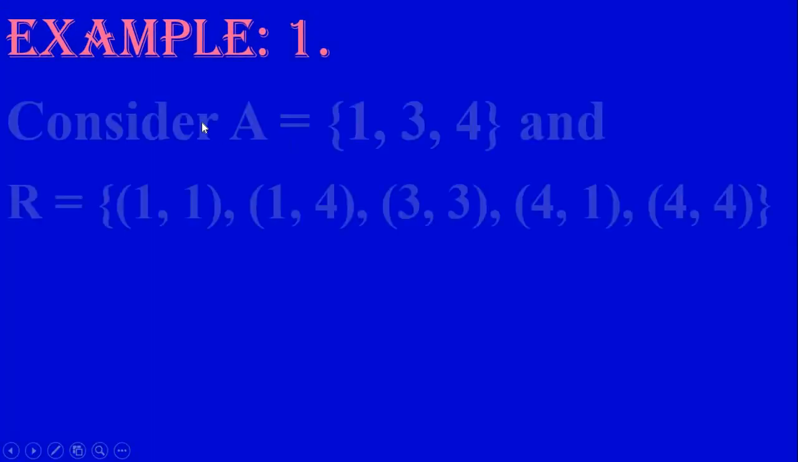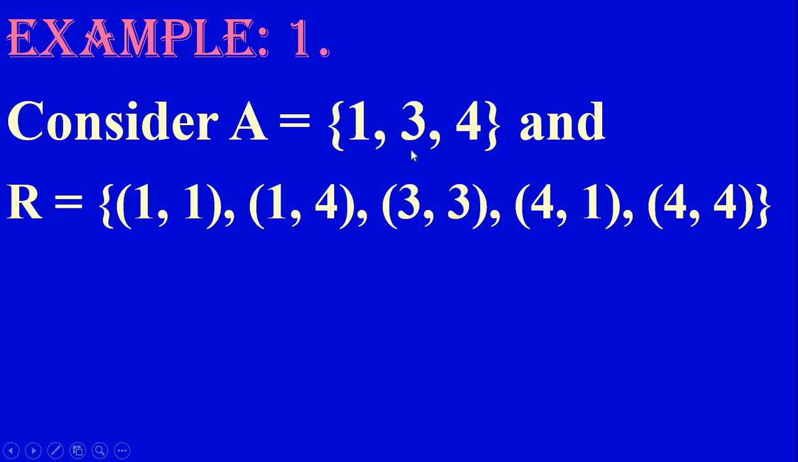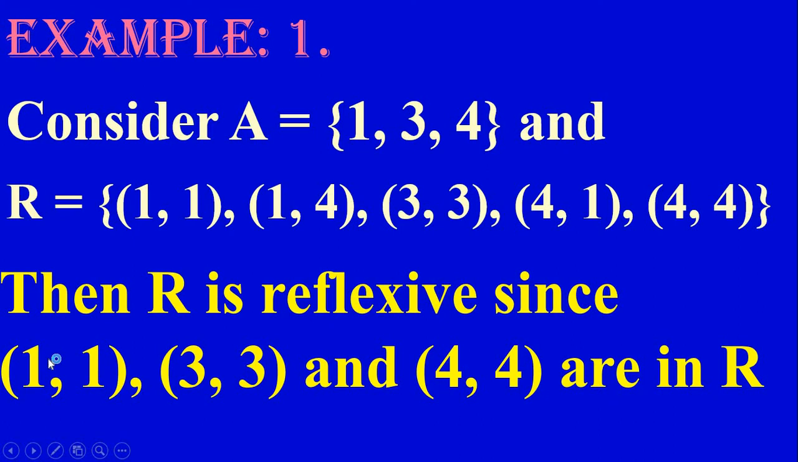So next example, consider A equal to {1, 3, 4} and consider one relation R equal to {(1,1), (1,4), (3,3), (4,1), (4,4)}. Now in this relation we have (1,1), and here we have (3,3) and also (4,4). So this relation is reflexive, since (1,1), (3,3) and (4,4) are there in R.